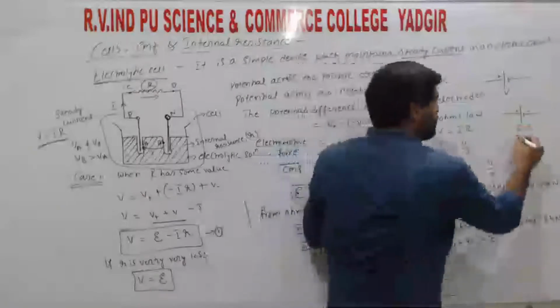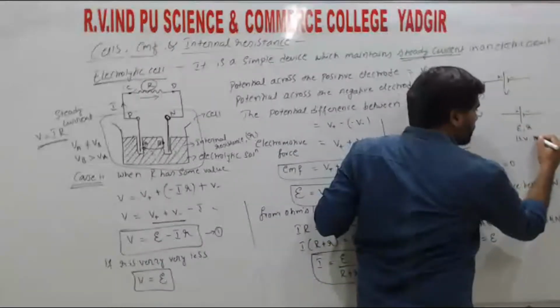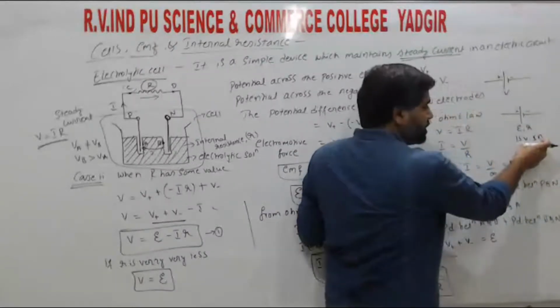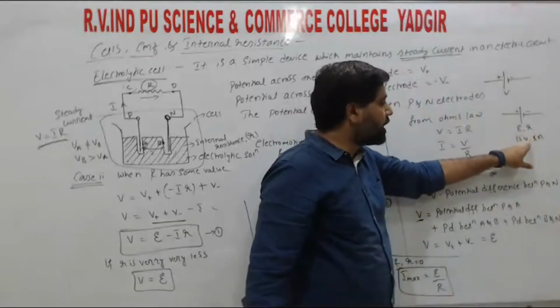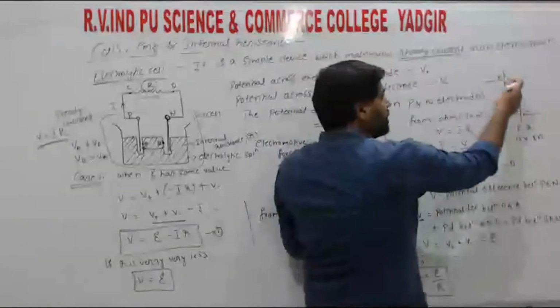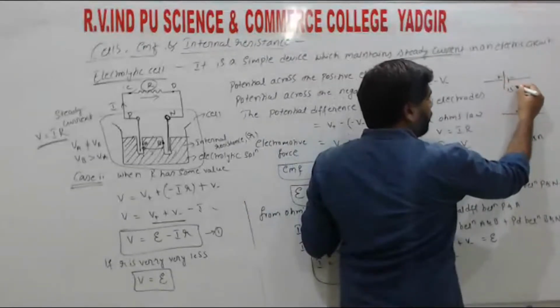Because in the problems they mention only 15 volt, some 5 ohm. If they mention like this, it means 15 volt gives the EMF and 5 ohms gives the internal resistance of the cell. In this case they mention only some 15 volt.